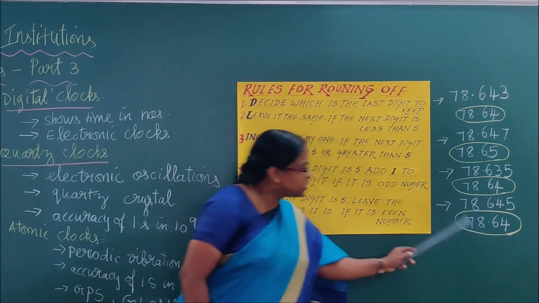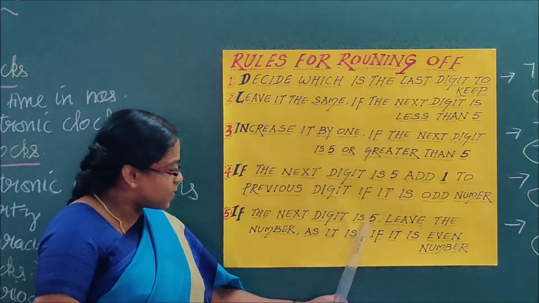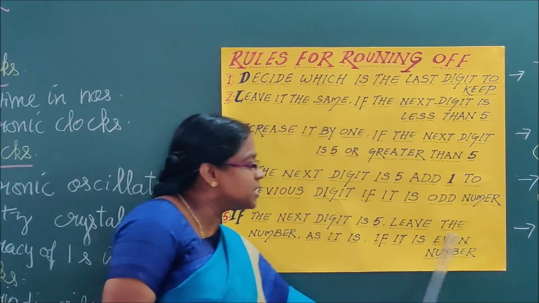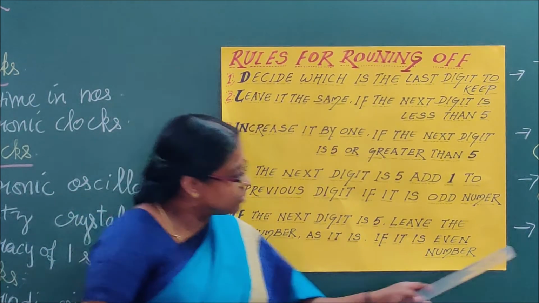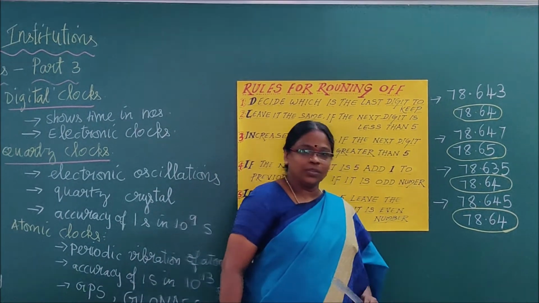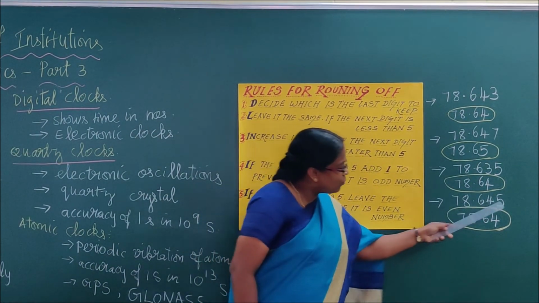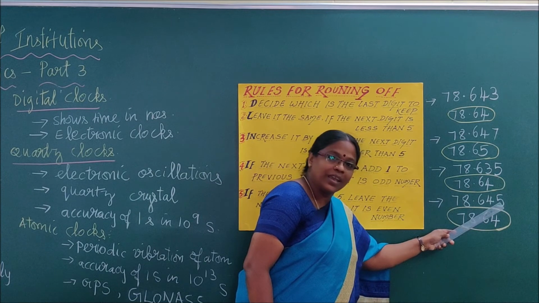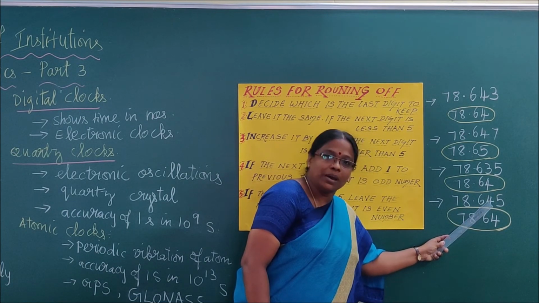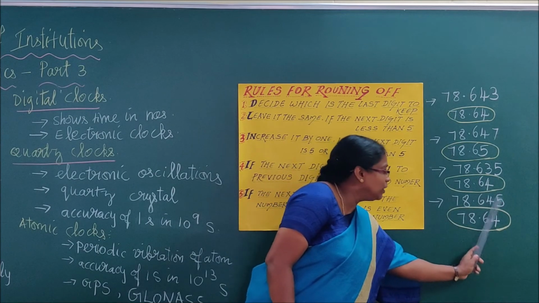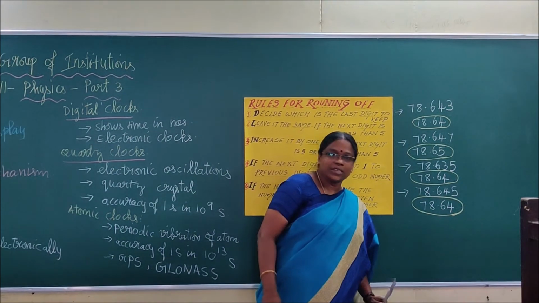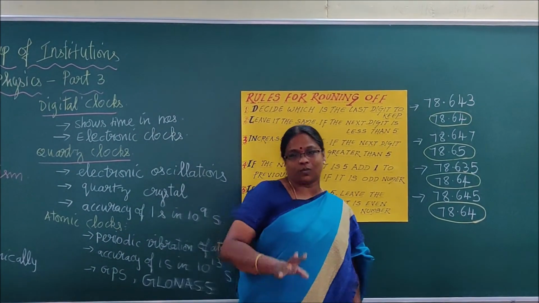Now opposite to this case, if the next digit is 5, leave the number as it is if it is an even number. Now you see that if the number is 78.645, 645 means the next digit is exactly 5. The previous digit is 4, which is an even number. So even number means you have to leave it as it is. 78.64. Right, children?